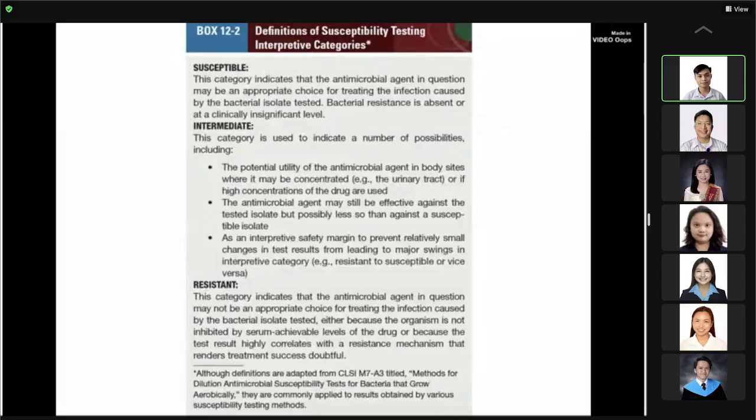There is a result in between resistant and susceptible: intermediate. The category is used to indicate a number of possibilities. It can possibly be used as an antimicrobial agent in body sites where the drug can be concentrated, like in the urinary tract. That will depend on the drug. The antimicrobial agent may still be effective against the tested isolate, but less effective than those with a susceptible result.